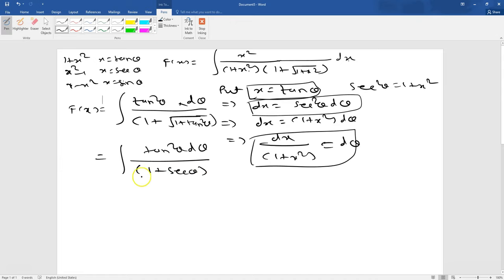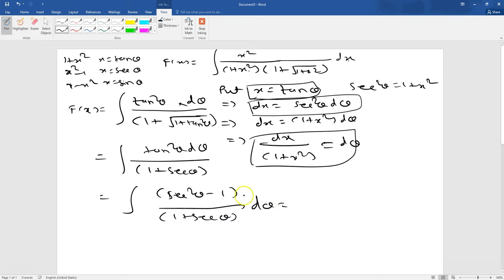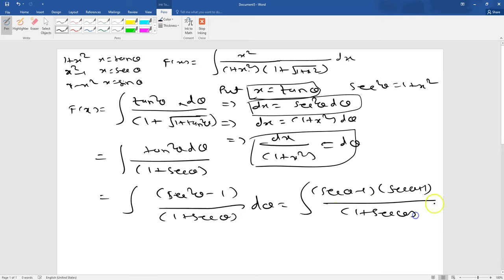Now, tan square theta will be what? Sec square theta minus 1. So this is 1 plus sec theta d theta. Sec square theta minus 1 will be what? Sec theta minus 1, sec theta plus 1 upon 1 plus sec theta d theta. Sec theta plus 1, sec theta plus 1 cancelled. So when you separate out, this will be sec theta d theta and minus 1 ka integration d theta.